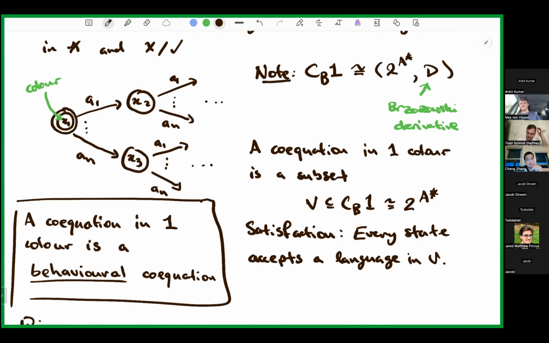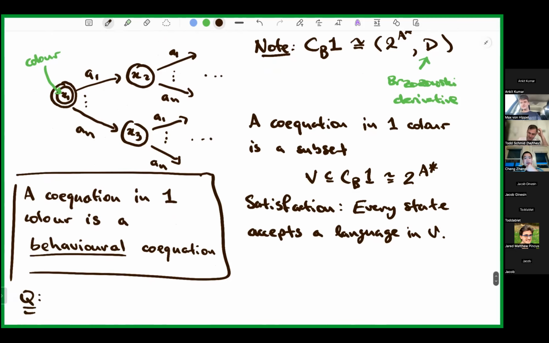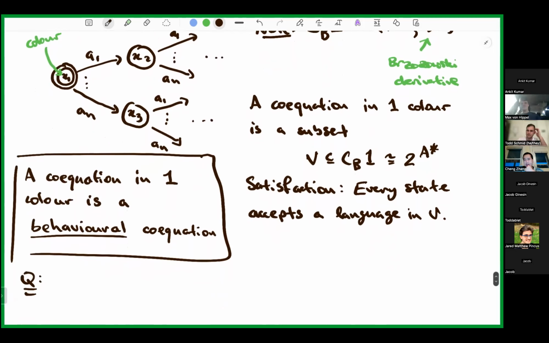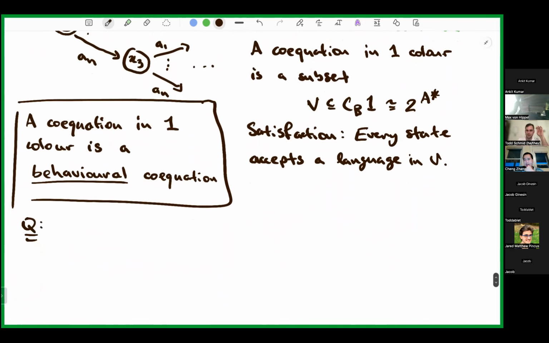Oh, okay, good. It seems to me like, at least in most cases, a coequation in one color is exactly isomorphic to the co-free coalgebra. Over, yes, but the final coalgebra, right? Yeah, so the co-free coalgebra in one color is always the final coalgebra.